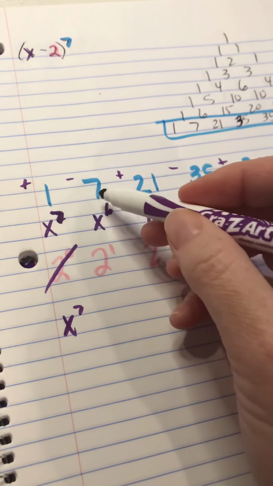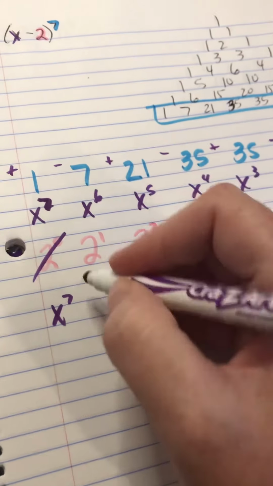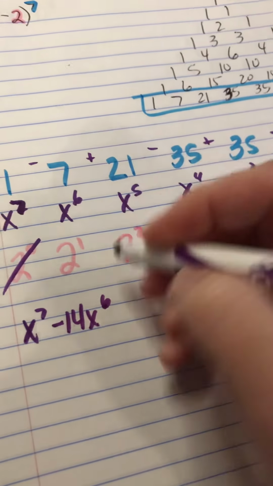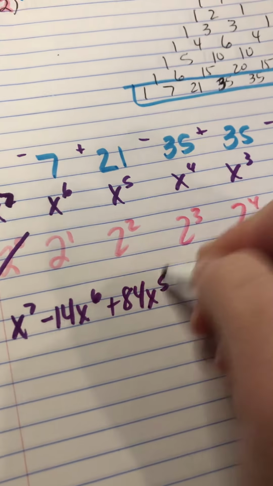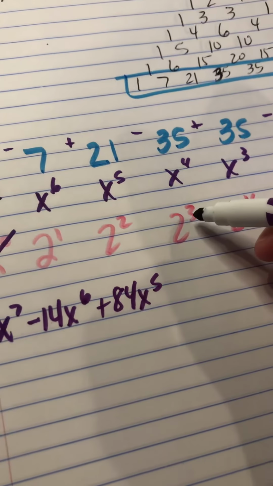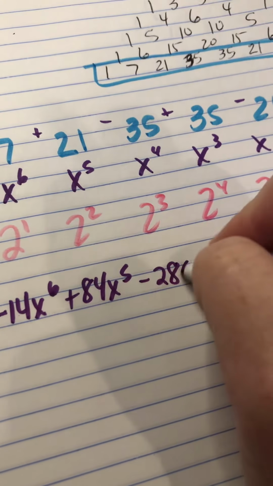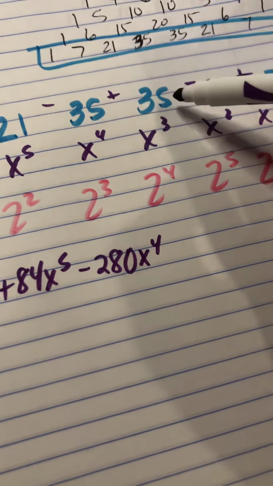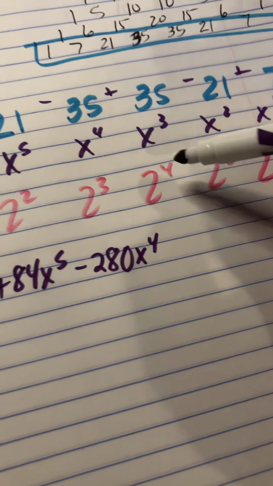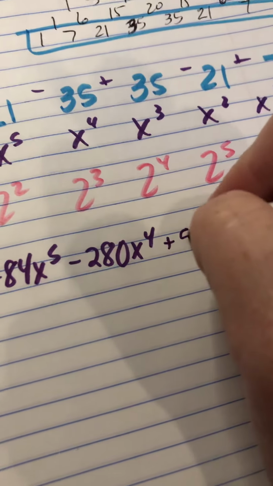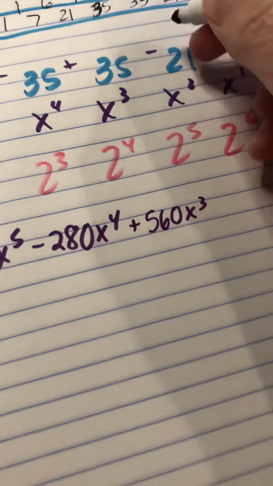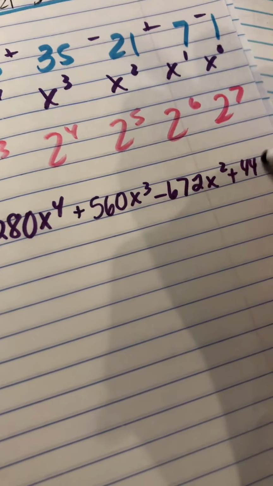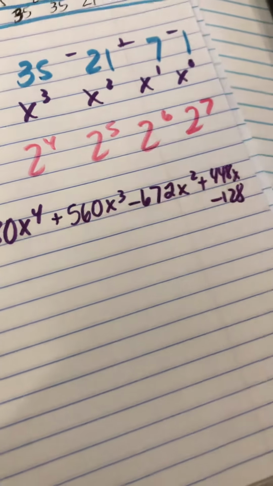Either way, though, we got a -7 and a +2, or a +7 and a -2, and we're going to get a -14x to the 6th. Then you would have plus 84x to the 5th. You're just multiplying. -35 times 8 would be -280x to the 4th. And then 35 times 16 is going to be plus 560x cubed. It's multiplying straight down. We get -672x squared plus 448x minus 128.